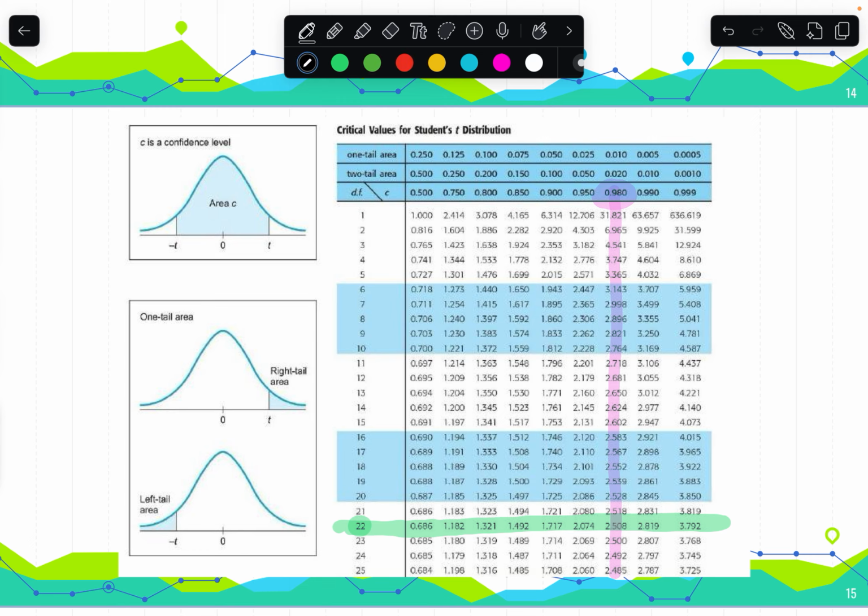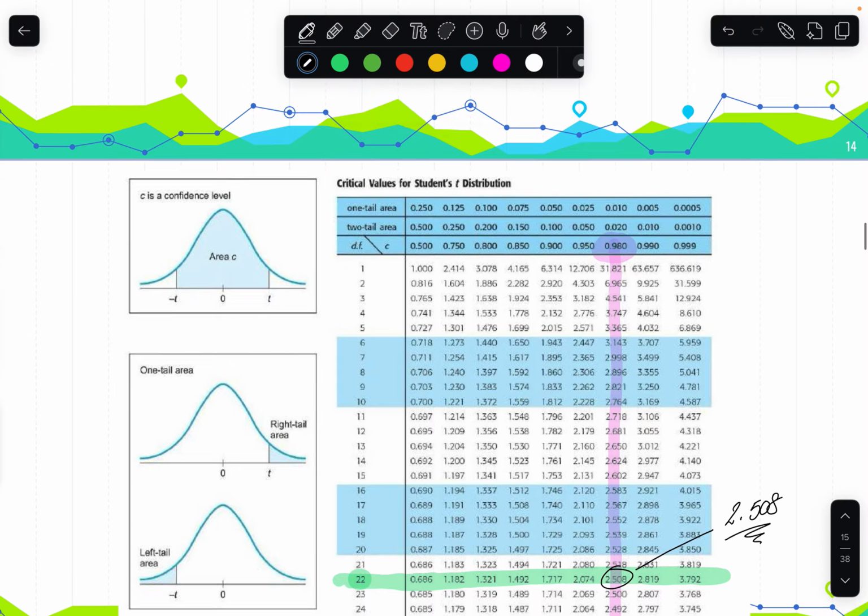The intersection of these two values is going to be 2.508. Okay? And the best part about this chart that's a little bit different from the z-score chart is that because we're not calculating a probability, we're not calculating an area underneath the curve, we don't have to worry about adding or subtracting or nothing. The value that's going to be on this chart is going to be the value that we report, always.